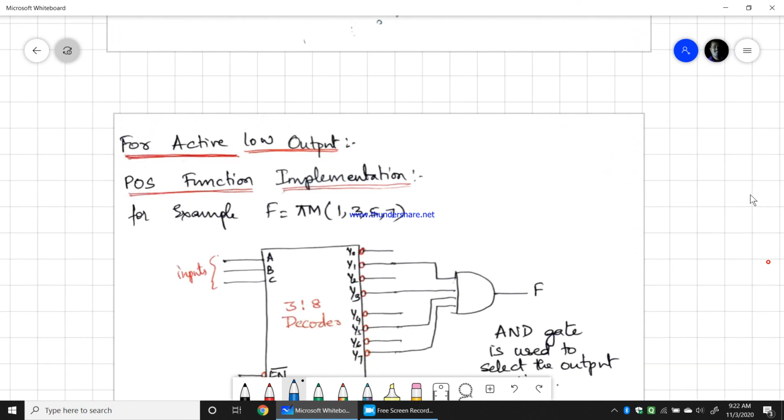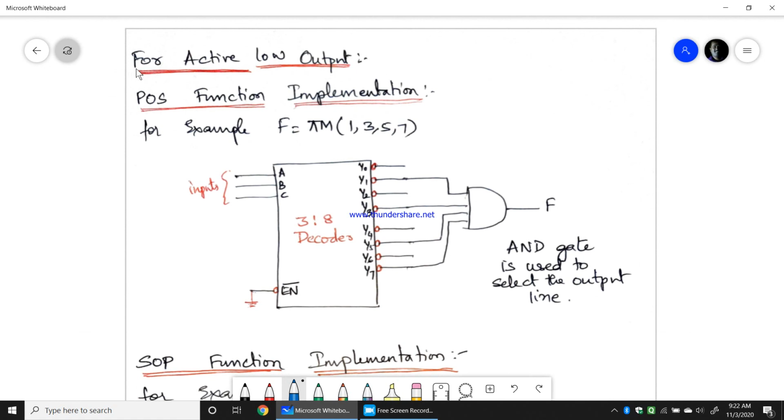Similarly, for active low output lines, when we are doing POS function implementation, product of sums, we have maxterms 1, 3, 5, 7 here. So for an active low output, the input selects the output, and that output will remain 0 for the selected output. Now the output should be 0 for this selected output, so all are zeros already. If I give them directly to an AND gate, the output will be 0 if any one output line is 0.